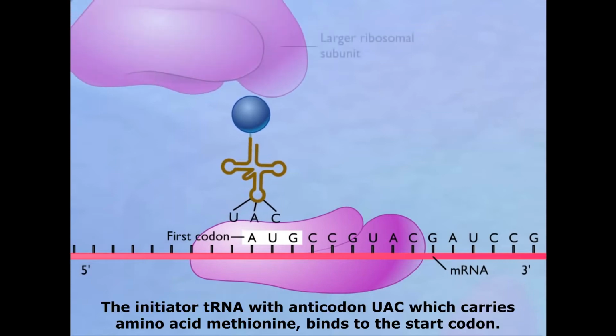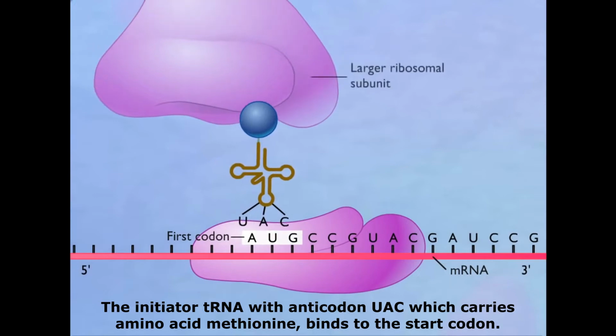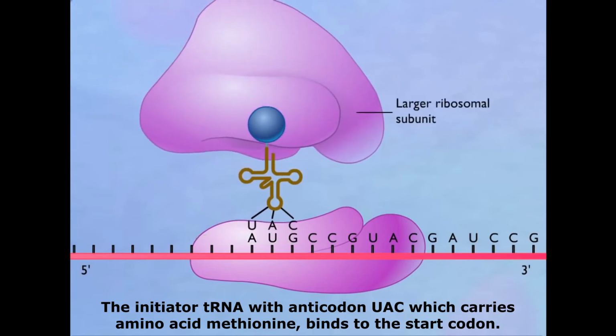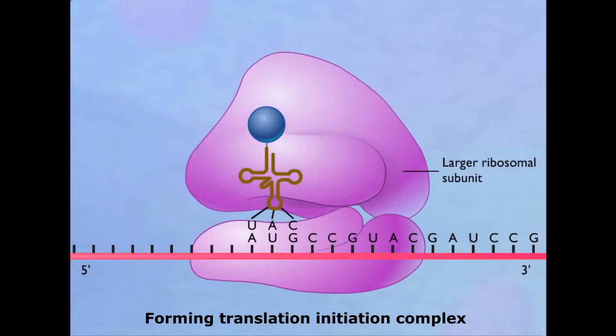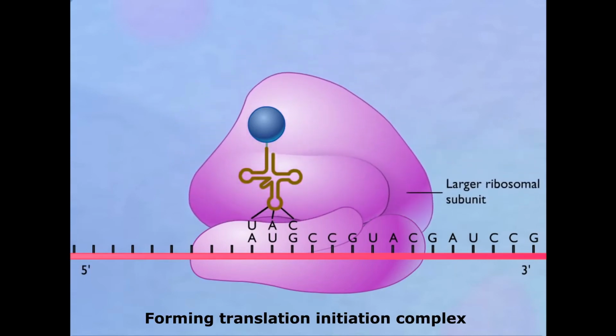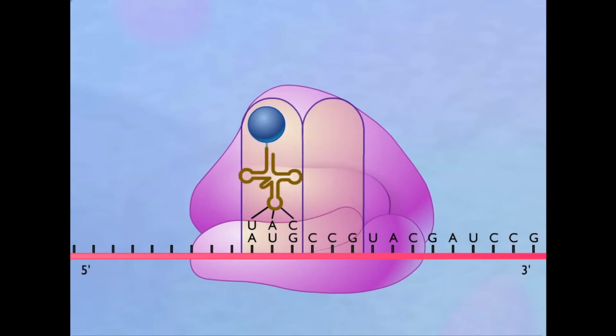The initiator tRNA with anticodon UAC, which carries amino acid methionine, binds to the start codon and is followed by the attachment of large ribosomal subunit, forming translation initiation complex. The initiator tRNA is in the P site of ribosome. The empty A site is ready for the next amino acid tRNA.